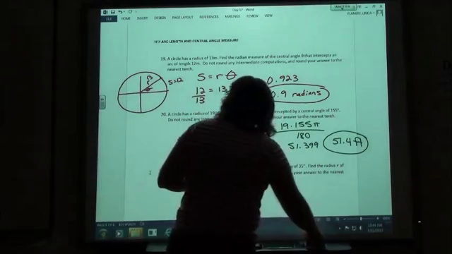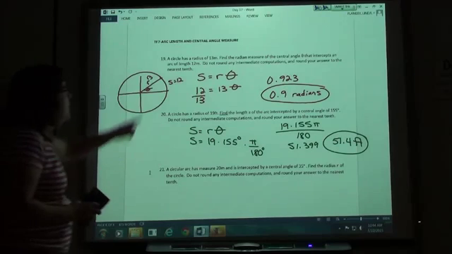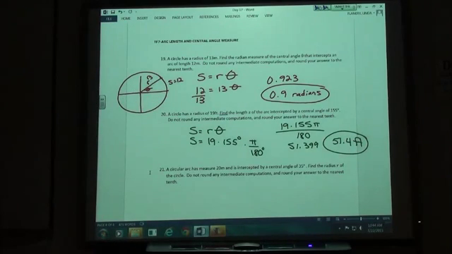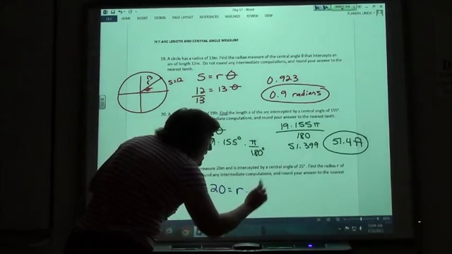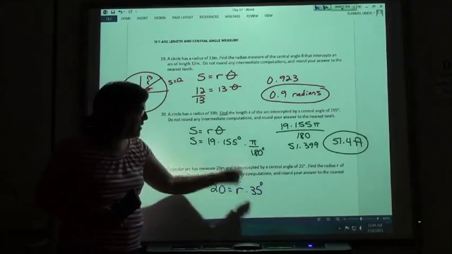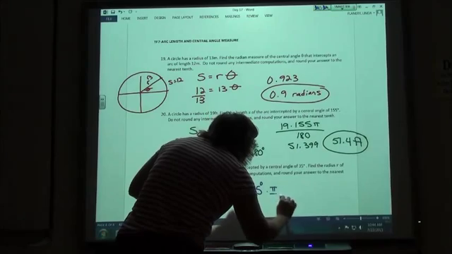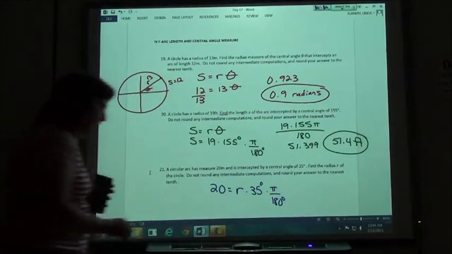21, I'm going to try to sneak in there so that we have our formulas and stuff. It says a circular arc has a measure of 20 meters. So we know the arc length is 20 meters. It's intercepted by a central angle of 35 degrees. Find the radius. So 20 is equal to the radius times 35 degrees. Now again, this is in degrees, so we've got to convert it into radians. So I would multiply by pi over 180. And then I have to solve that for r.